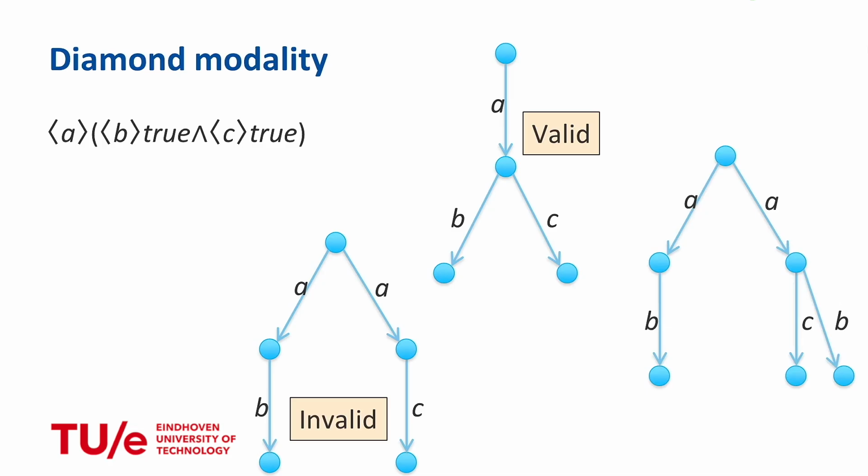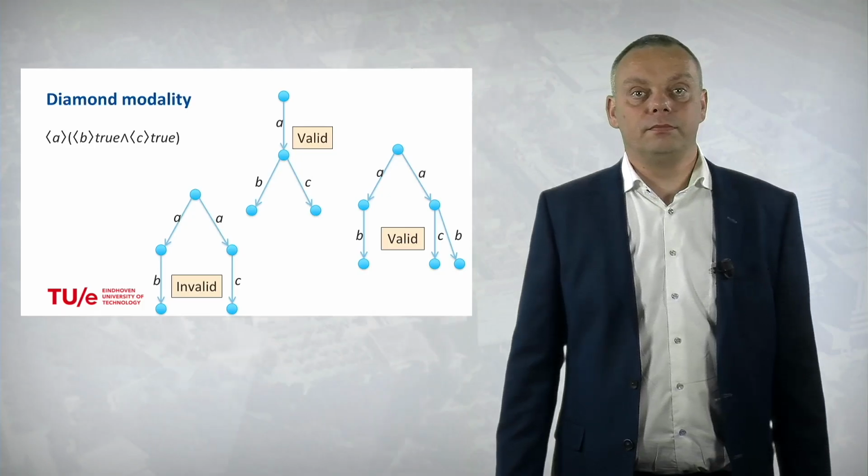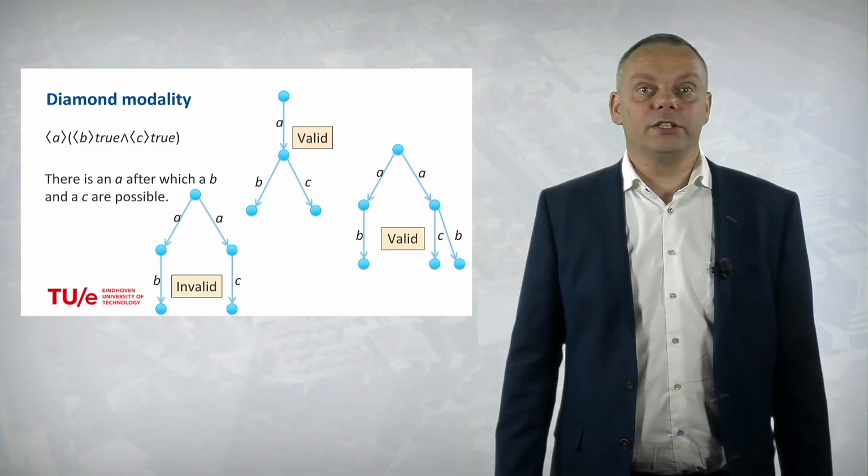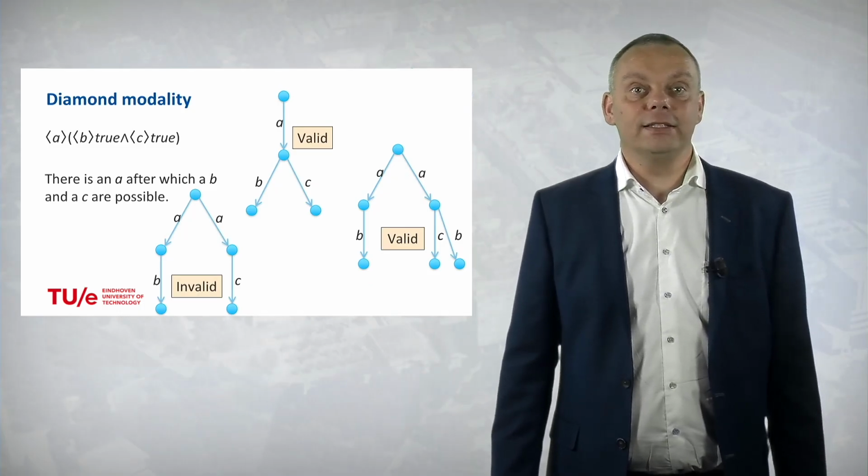We can change the transition system a little bit by adding an extra B to the right branch. And what we see here now is that we have an A transition going to a single B, but this does not help to make this modal formula true. But we have also an A going to a state where we can do both the B and the C, so in this particular case, the modal formula is also valid. And this is what the formula expresses, namely there is an A after which a B and a C are possible.